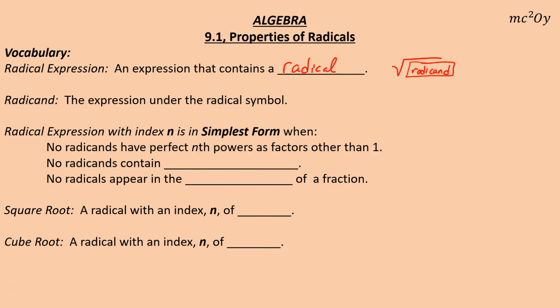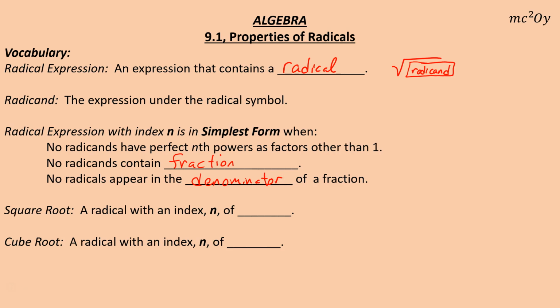Okay. A radical expression with index n is in simplest form when, and you're going to see this a lot, so I'm going to explain it as we progress through the lesson. But just the rules: no radicands can have a perfect nth root or nth power as a factor other than 1. I'll show you what that means here in a minute. It's a little less confusing than it sounds. The radicand can't have a fraction, so there can't be a fraction under that radical bar. And there can't be a radical in the denominator of a fraction.